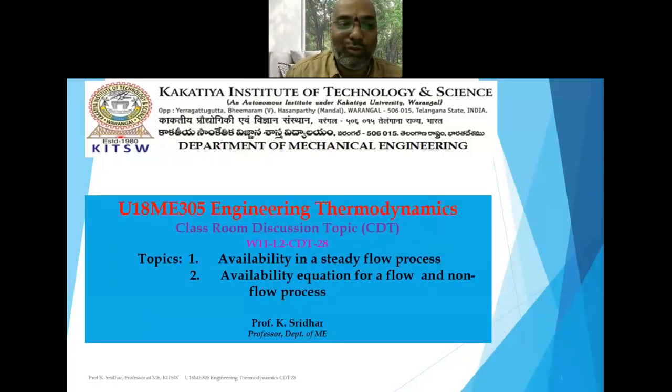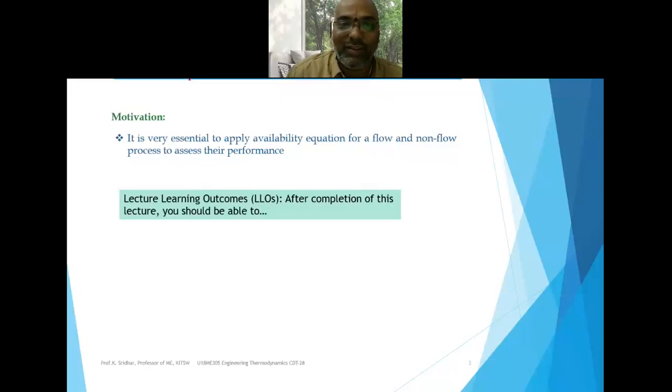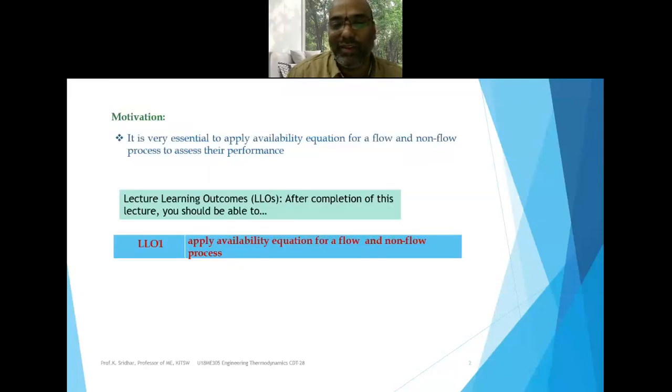So today's classroom discussion topics are how can we find out availability in a steady flow process, and similarly the availability equation for flow and non-flow processes. The motivation behind these topics is that it is very essential to apply the availability equation for a flow process and non-flow process to assess their performance. So the outcome of today's lecture is that you should be able to apply the availability equation for flow and non-flow processes after completion of this lecture.